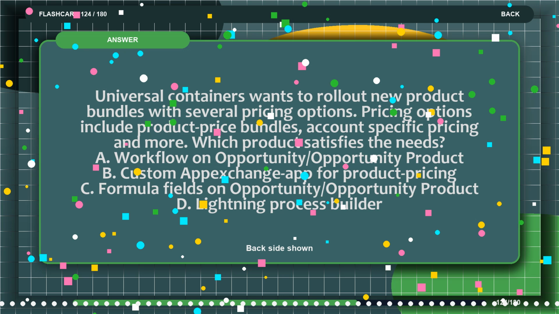The answer is: Universal Containers wants to roll out new product bundles with several pricing options. Pricing options include product price bundles, account-specific pricing, and more. Which product satisfies the needs? A. Workflow on opportunity/opportunity product. B. Custom AppExchange app for product pricing. C. Formula fields on opportunity/opportunity product. D. Lightning Process Builder.